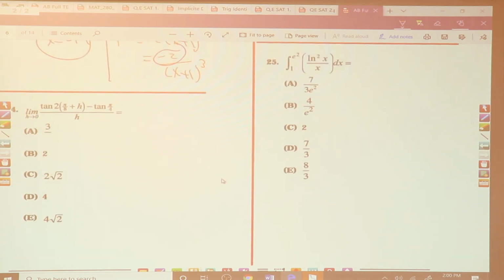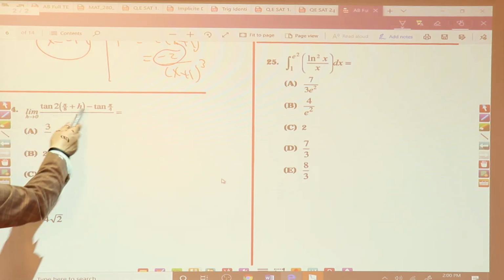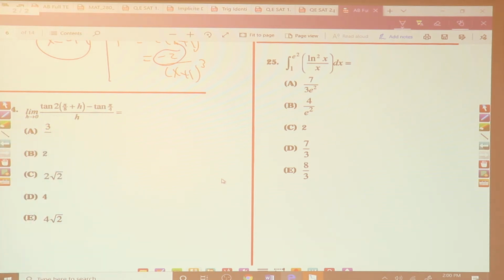Okay, what does this mean? This is the definition of the derivative. Number 24 is the definition of your derivative, guys. Right? The definition of your derivative. Limit tan 2 pi over 8 plus h. Right?